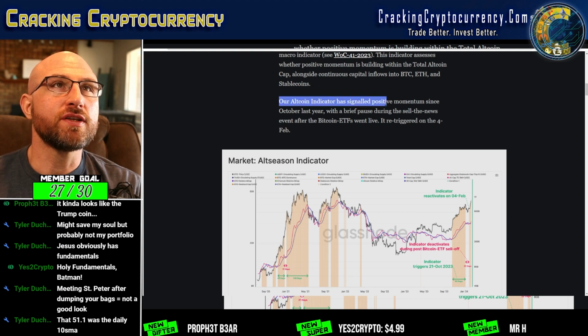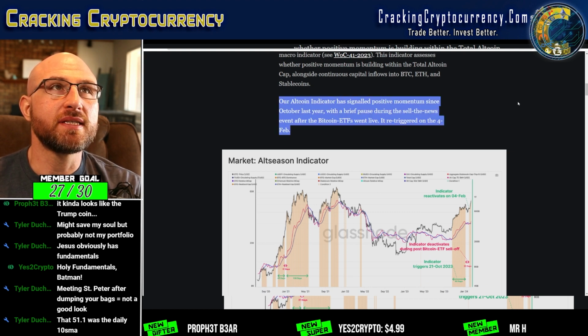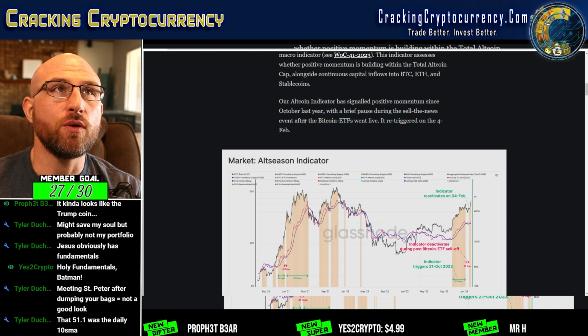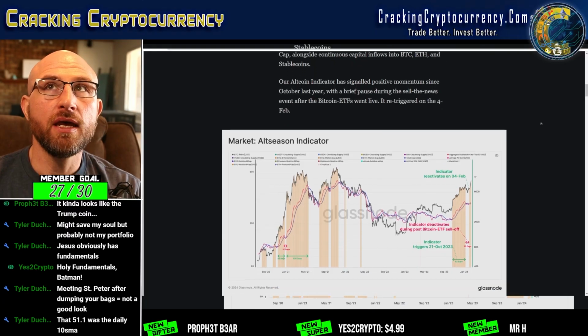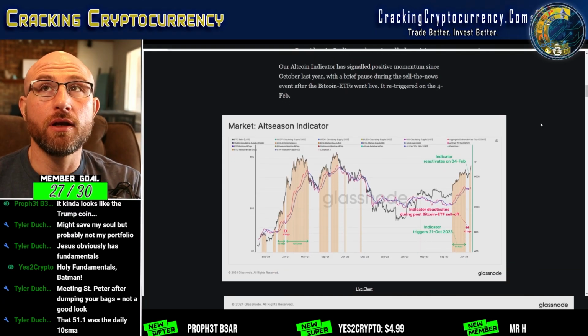This alt season indicator has signaled positive momentum since October of last year, with a brief pause during the sell-the-news event after the Bitcoin ETFs went live. It re-triggered on the 4th of February. So Glassnode's alt season indicator is firing.